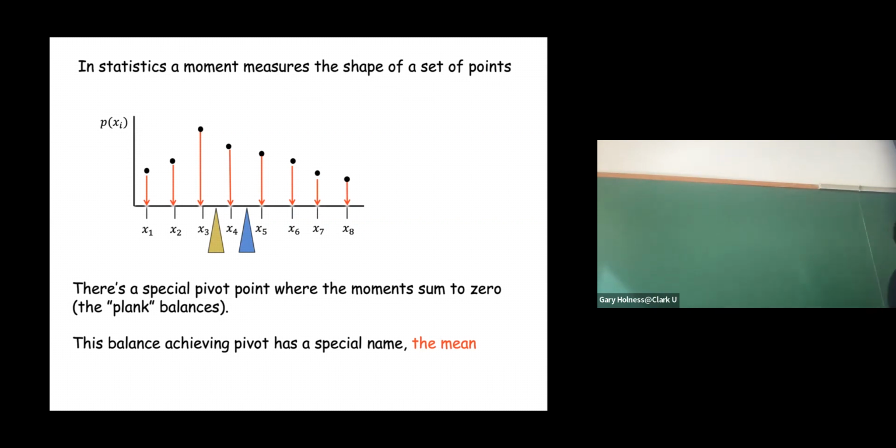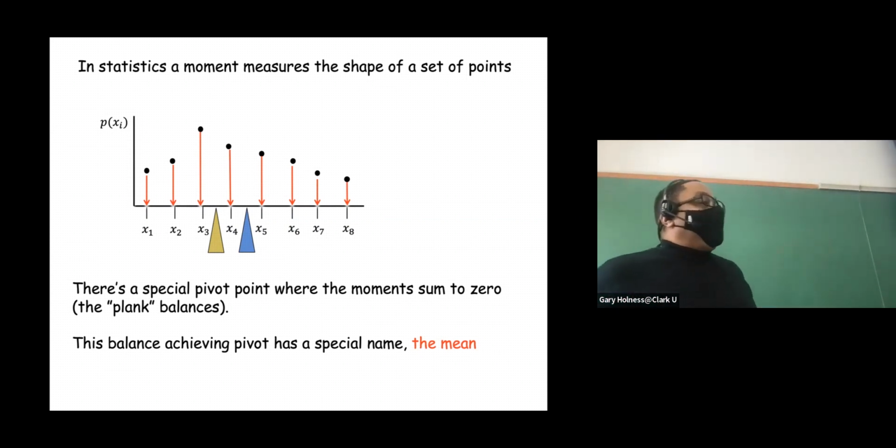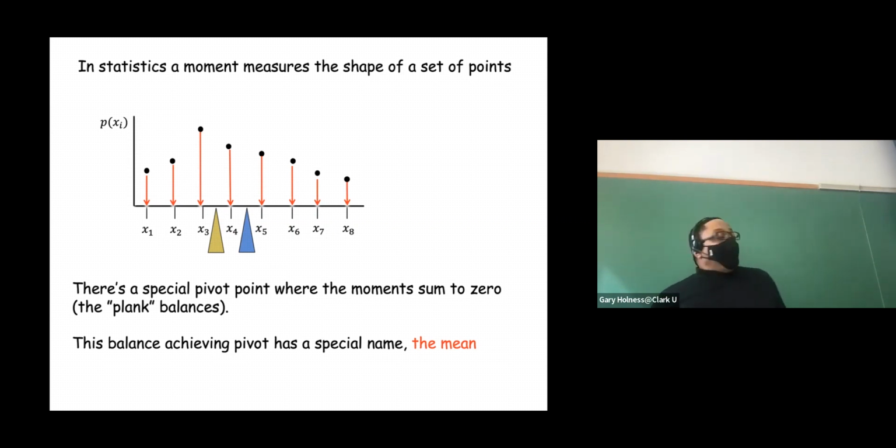Because the total mass on the left side and the total mass on the right side balance out with respect to that force at a distance. So it's sometimes called the center of mass for that reason, or the central tendency, if you think of it from a data perspective. Any questions about this? Does that make sense? Okay.